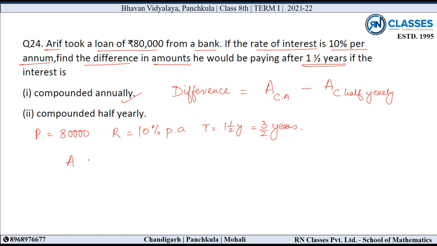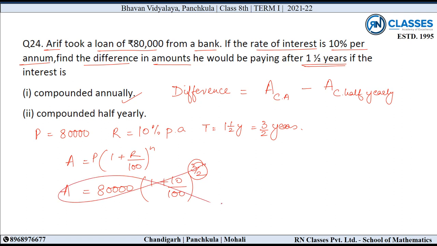अमाउंट निकालना है. अमाउंट इज इक्वल टू प्रिंसिपल 1 प्लस आर बाय 100 रेस टू द पावर एन. सिंपल ही तो है. अमाउंट इज इक्वल टू प्रिंसिपल 80,000, 1 प्लस 10 बाय 100 रेस टू द पावर 3/2. पावर 3/2 ये किया हुआ है हमने? नो, ऐसे तो हम नहीं निकाल सकते. कंपाउंड इंटरेस्ट डायरेक्टली तो नहीं लगेगा पावर फ्रैक्शन में. क्या करें, 3/2 ईयर्स हैं या 1.5 ईयर है, व्हाट कैन वी डू?